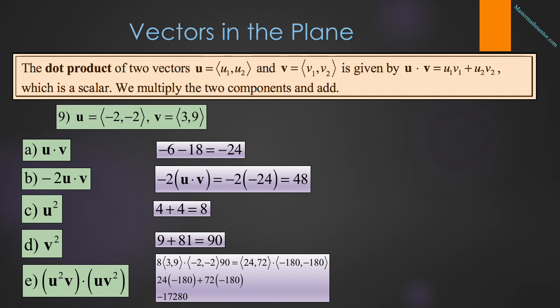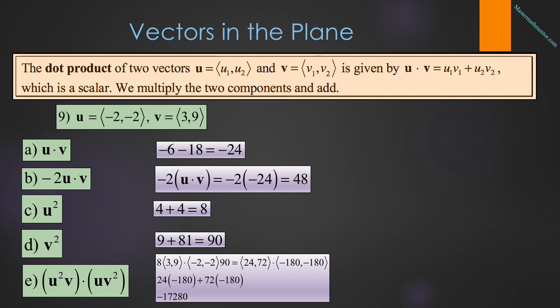E is a bit more challenging. u squared v dot uv squared. u squared is a scalar, so multiplying that by v gives a vector. v squared is a scalar, multiplying that by u gives a vector as well. So this is really a vector times a vector, and our answer will be a scalar.